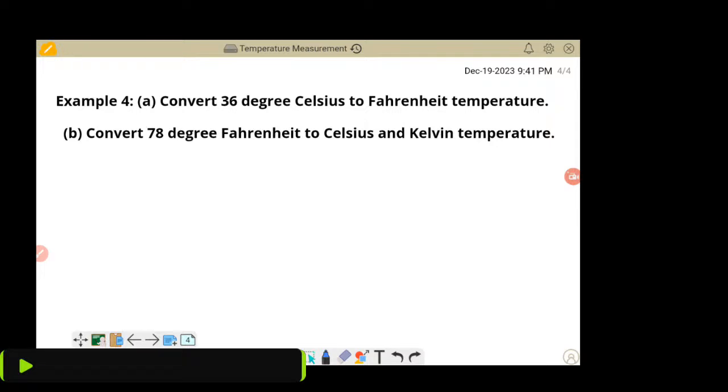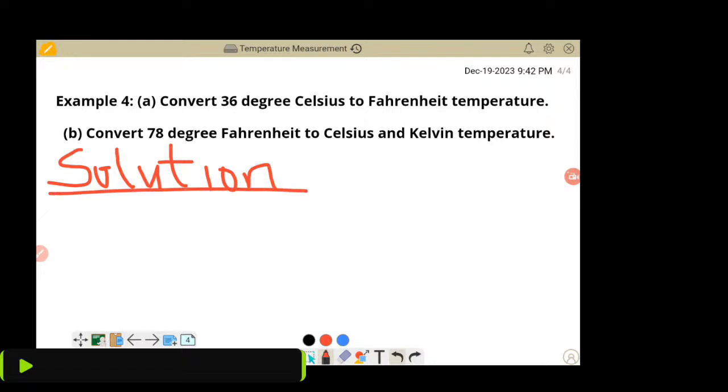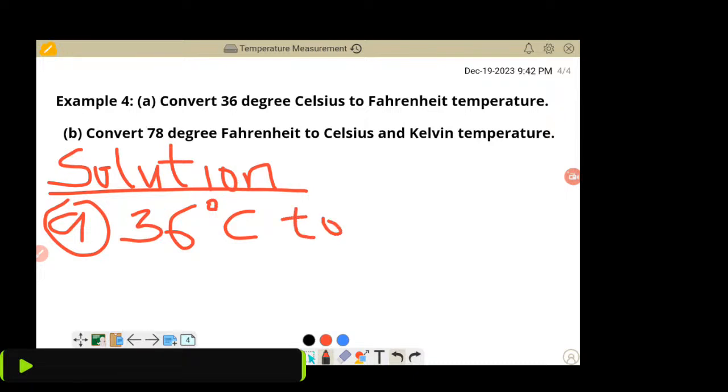Okay, in our first question, we have to convert 36 degrees Celsius to Fahrenheit temperature, and to do that, we have a formula to use. Let me start by saying solution to this problem. Because we have two different questions here, for the A part, we are changing 36 degree Celsius to degree Fahrenheit. And how do you go about that? There is a formula to do that.